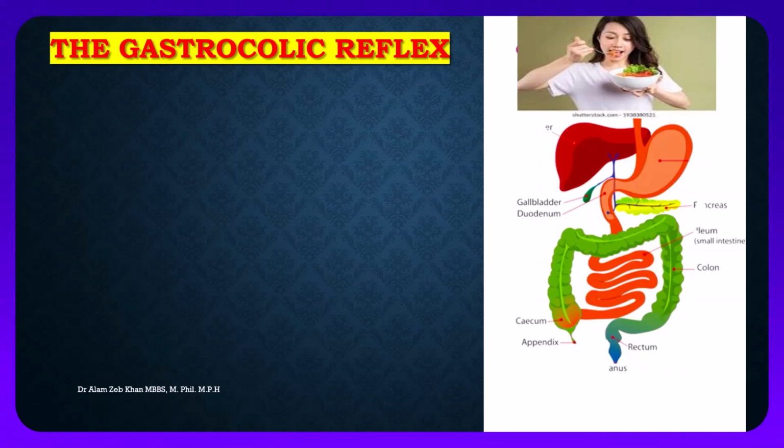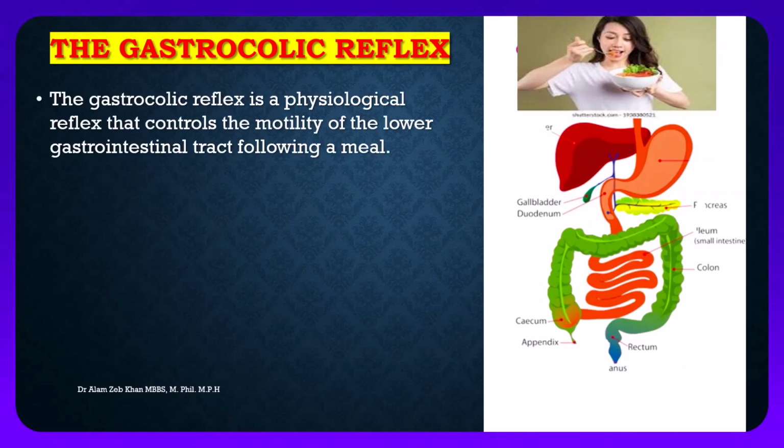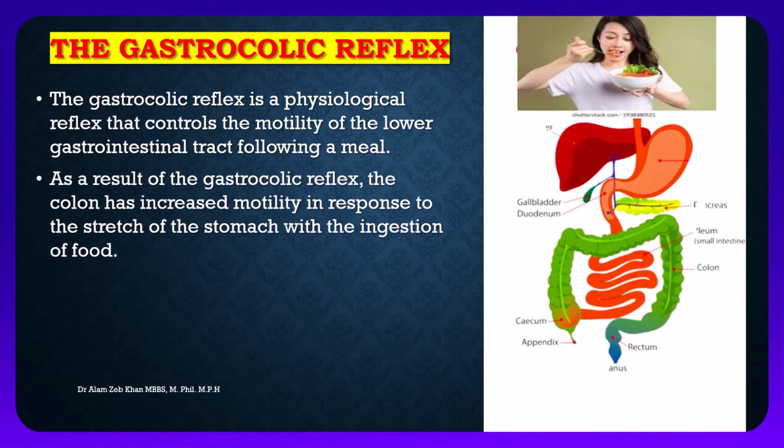The gastrocolic reflex. It is clear from its name that this impulse originates in the stomach and is transmitted to the colon. The gastrocolic reflex is a physiological reflex that controls the motility of the lower gastrointestinal tract following a meal. When food is taken, it acts as a stimulus and causes distension of the stomach. This distension causes stretching of the stretch receptors, which generate reflexes. These reflexes are then transmitted.